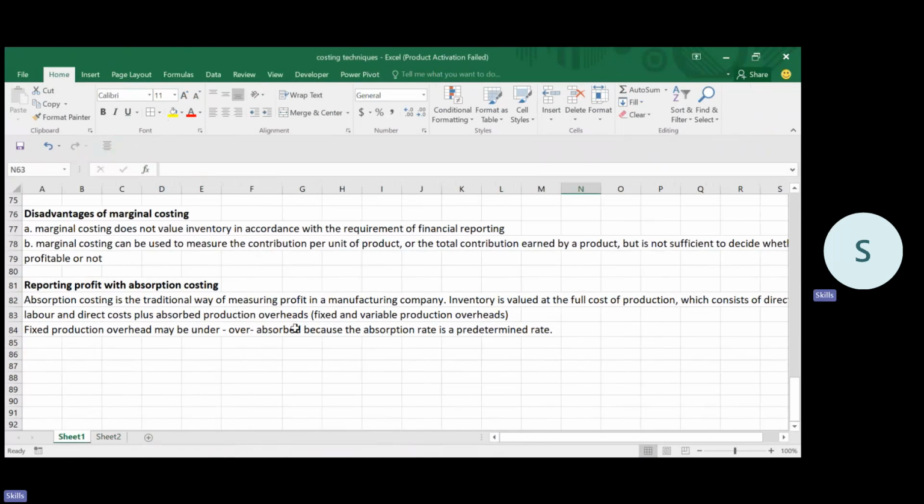So in our next class, we'll be looking at absorption costing. We are done with marginal costing. Next class, we'll be looking at absorption costing, and that will end the costing techniques, and we'll move to a different topic.